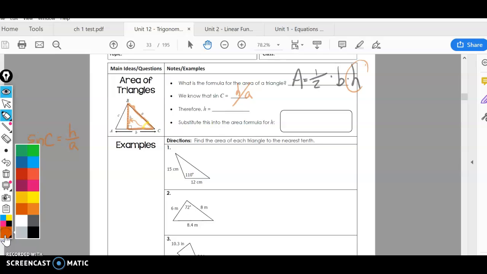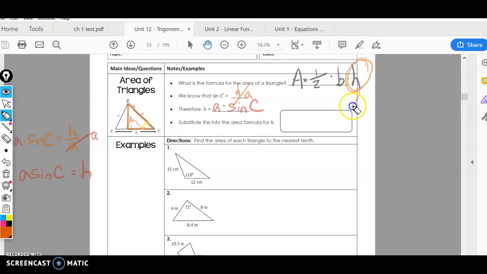Solving, getting h by itself, what we have to do is multiply both sides by a. So we have a sine C equals, cross that out, h. I can write that here. A times sine C is h. Now, instead of writing h here, I'm going to substitute a sine C when writing in my new formula. So the area is now equal to 1/2 times side b times a sine C instead of that h. That's our new area formula.